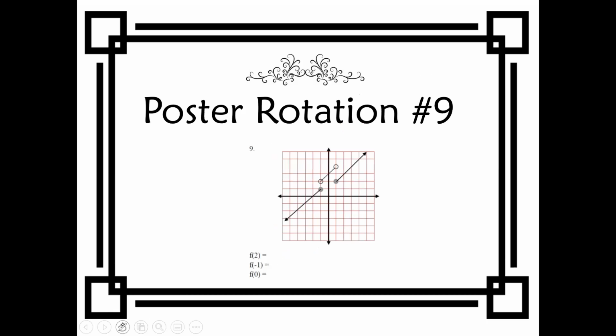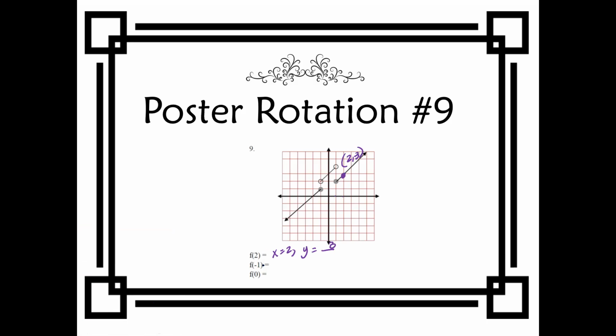Okay, let's go on to number 9, and I'll go over this one with you guys. So this one's saying when x equals 2, what does y equal to? So let's take a look. 1, 2. The graph is right there, and it looks like it's at 3. So my point here is 2, comma, 3.